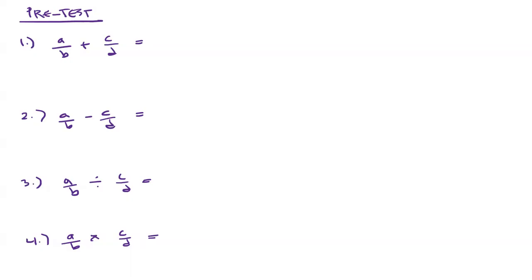Let's go through this. So the first one is we have AB plus C over D. Okay, and if I don't remember something, I go back to the basics, right? What do I know about regular fractions? So for example, if I have 1 over 2 plus, say, 3 over 5, right? How am I going to add those fractions?